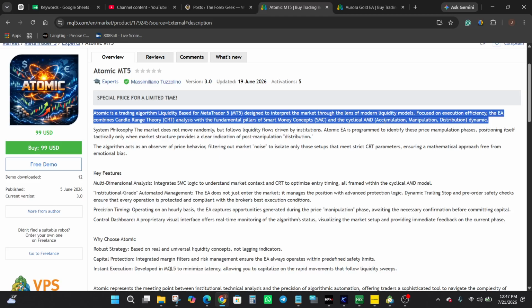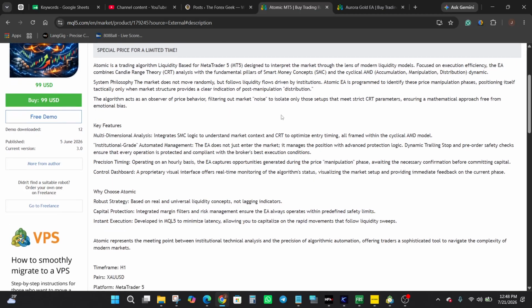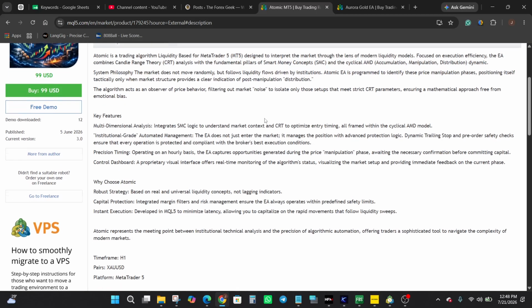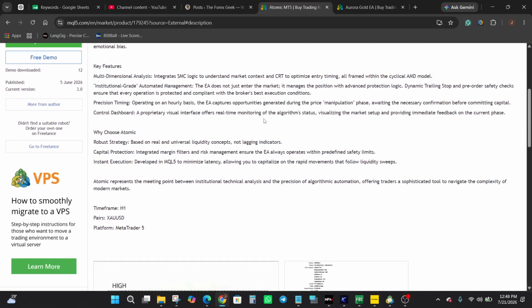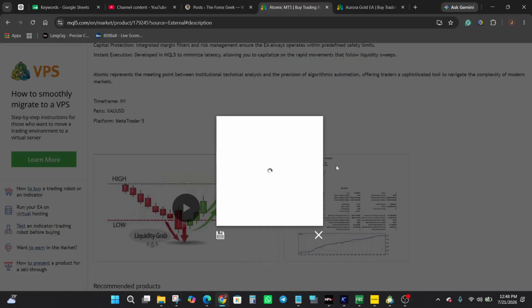The listing describes a few components working together: SMC for market context, CRT for entry timing, a dynamic trailing stop paired with pre-order safety checks for trade management, and an on-chart dashboard showing the current phase and real-time status. The page also states it includes margin filters and risk management designed to keep it operating within predefined safety limits. Now, before we head over to the historical testing that I conducted myself, let's briefly look at what we have provided here.